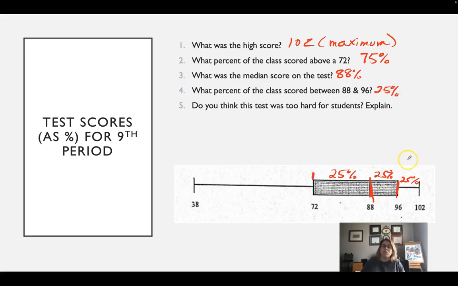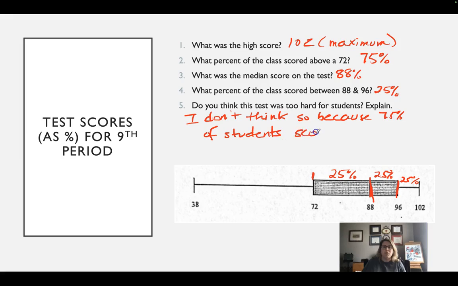Do you think this test was too hard for students? And explain. I don't think so. Because 75% of students scored a 72 or higher. That means the majority of the class got a C or better. You had this one outlier down here and some people scattered in there.